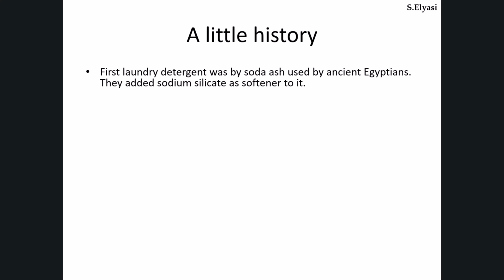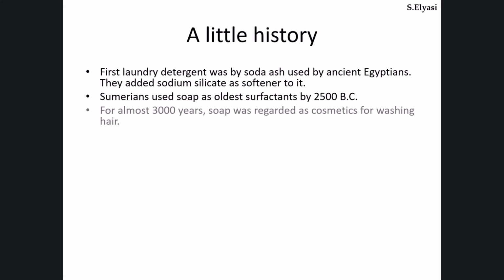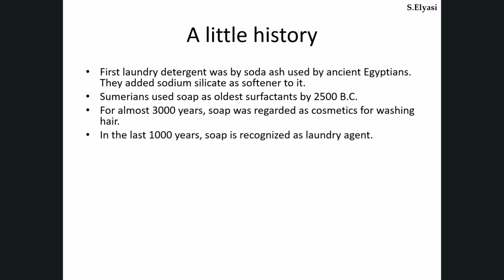Archaeological evidence suggests that ancient Egyptians used soda ash, obtained from wood ash, as an early detergent. They also observed that adding sodium silicate softened hard water and improved cleaning performance. Around 2500 BC, one of the earliest recorded soaps is attributed to the Sumerians, who lived in Mesopotamia, in the region of modern-day Iraq. For thousands of years, soaps were widely used for cleaning hair and skin. Over time, soap was also adopted for laundering fabrics.